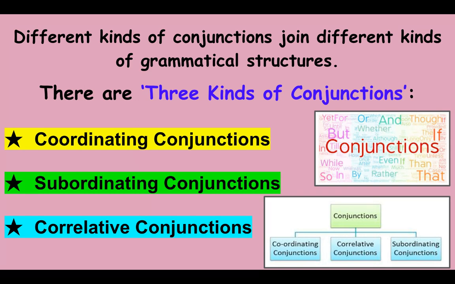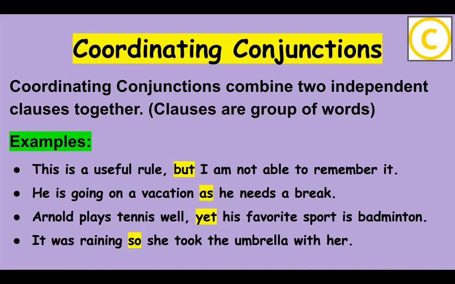Broadly, there are three kinds of conjunctions: coordinating conjunctions, subordinating conjunctions, and correlative conjunctions. Let us understand what coordinating conjunctions are. These types of conjunctions combine two independent clauses together. Now we all know what independent clauses are. Let us look at a few examples.